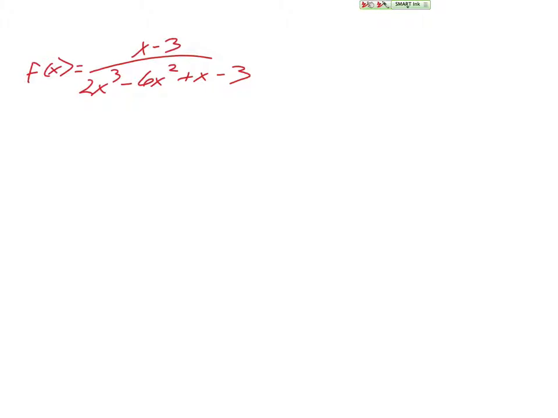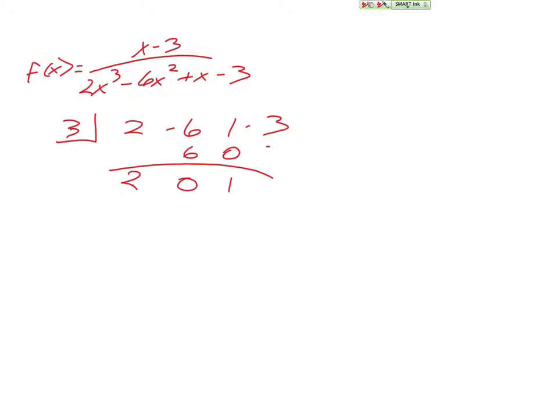So I've got two options. What are my two options on division? Long division and synthetic division. Which one do you guys like? Synthetic? So what's in my box? 3, so then I have 2, negative 6, 1, and negative 3. Bring it down. That gives me 6, which is 0, which is 0, which is 1, and 3.